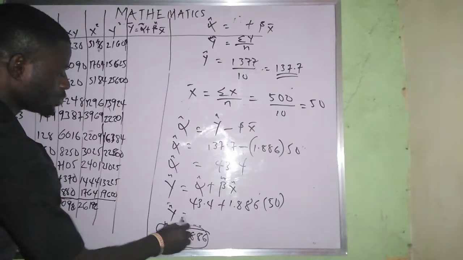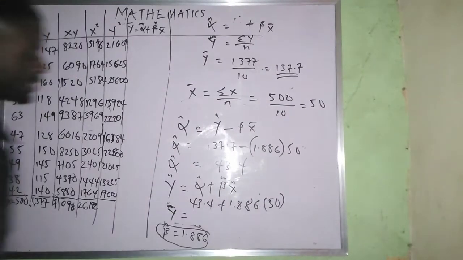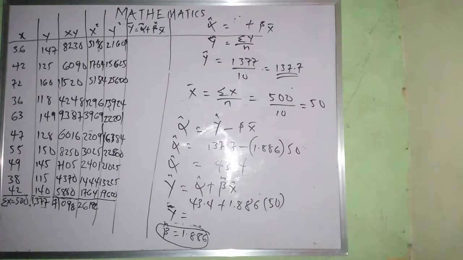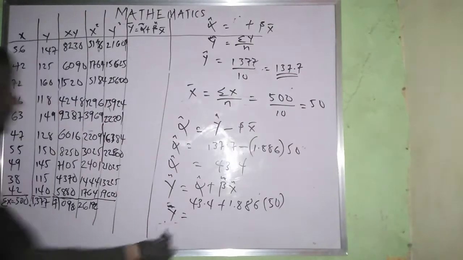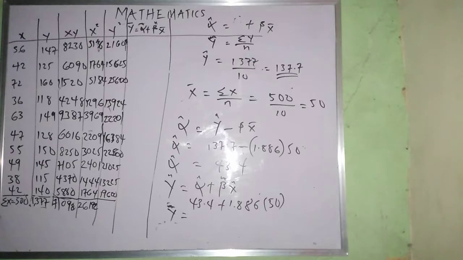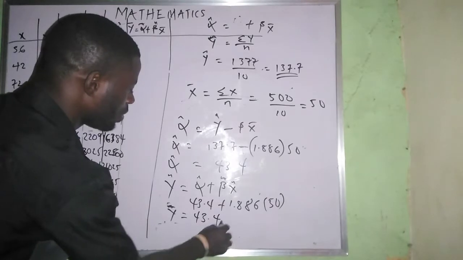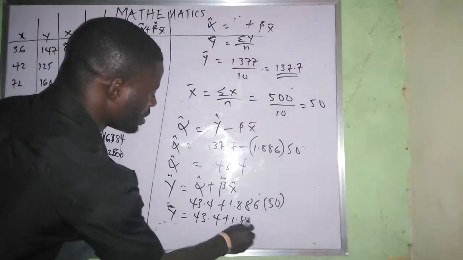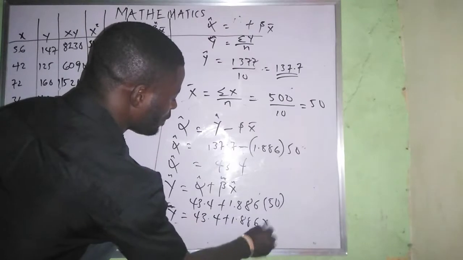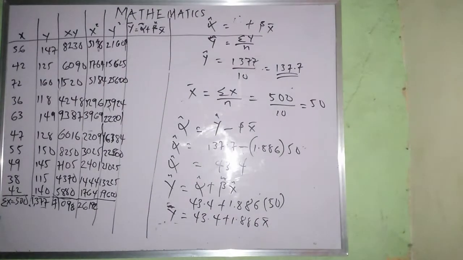It means my y cap will be equal to adding up this thing. Once I add up, sorry, I've had my beta already. Now my alpha, what will it be? Now what I add up will be my x bar, which is obtained, which is the same thing as my 43.4 plus 1.886 of x bar. Now that is my regression line.